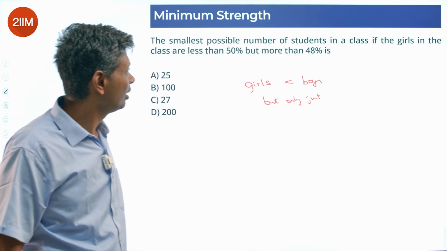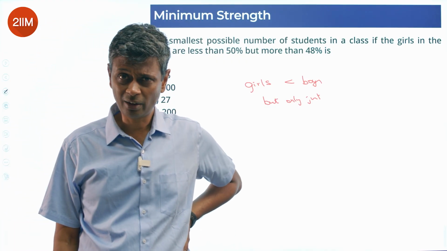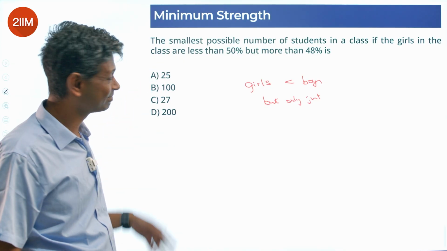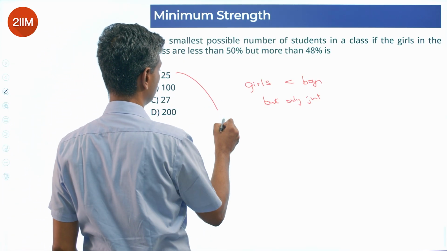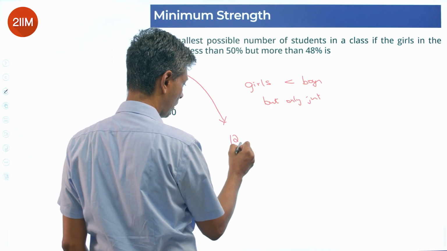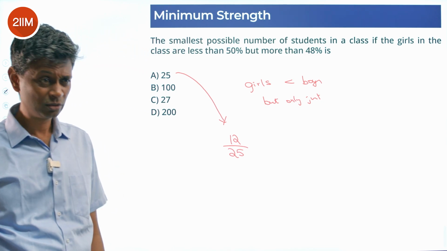So we can calculate this accurately and do this algebraically. I don't want to do that. I want to look at these numbers. 25 students, girls less than boys. So it could have 12 by 25, 12 girls and 13 boys.